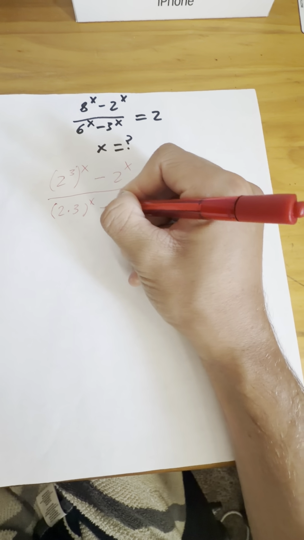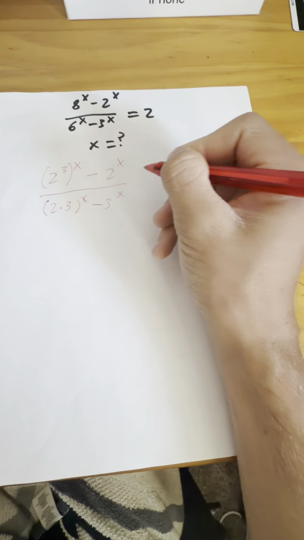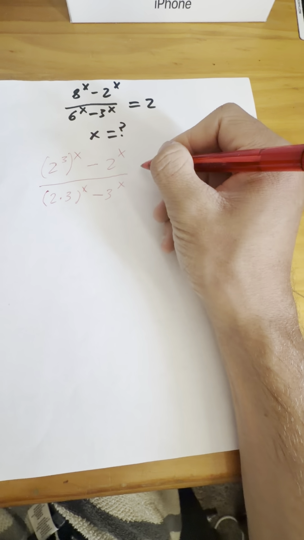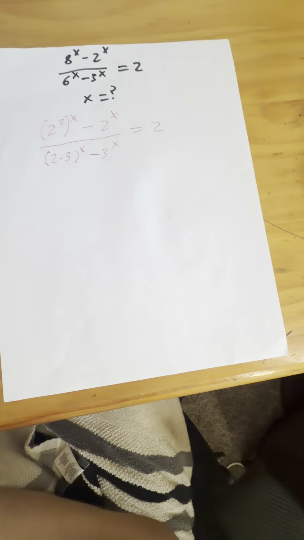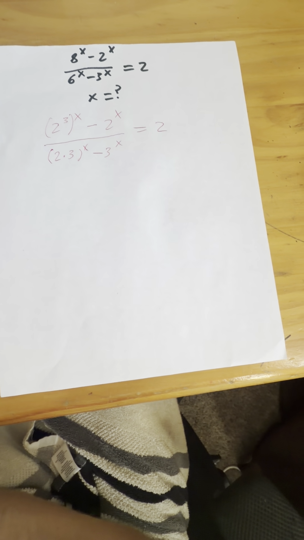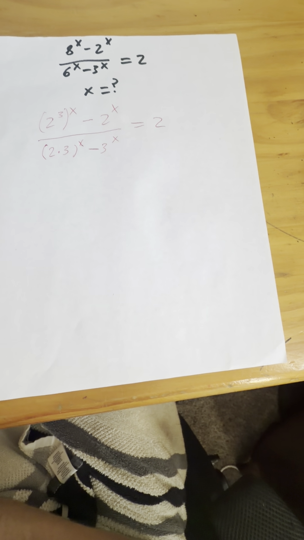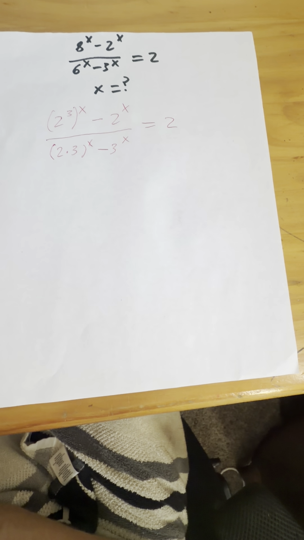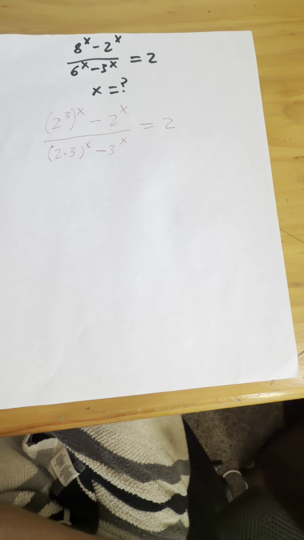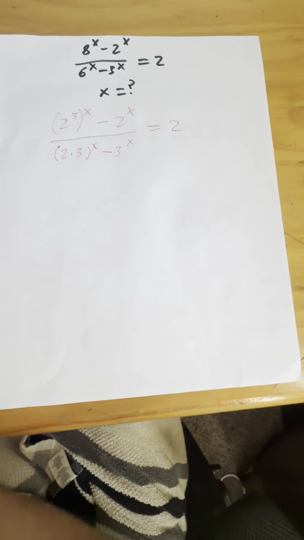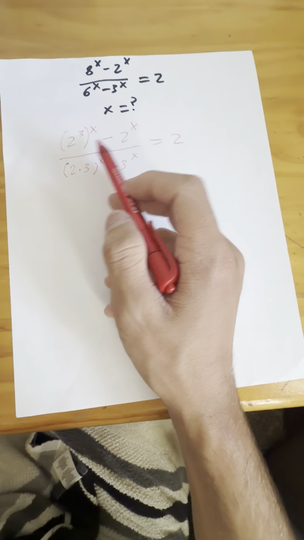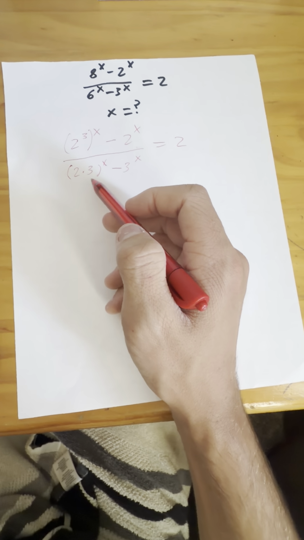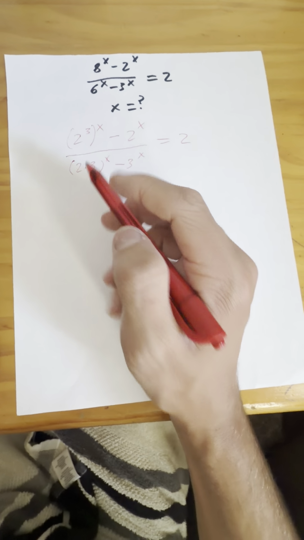And then subtract 3 to the power x, right? And next we're going to want to factor the numerator and the denominator. In the numerator, there's a factor of 2 to the power x that's common along both terms. In the denominator, we can factor out 3 to the power x.